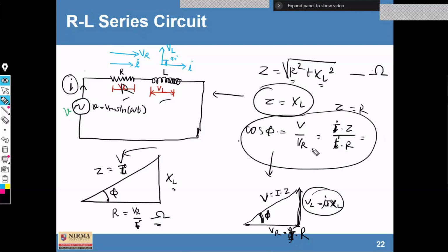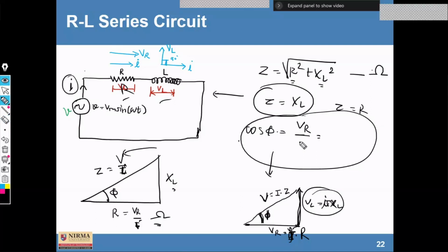No, sir, R will come up. Fine. So the equation becomes VR upon V. Fine. VR upon V. Isn't it? Yes, sir. Yes, sir. Fine, fine. So people are not sleeping.